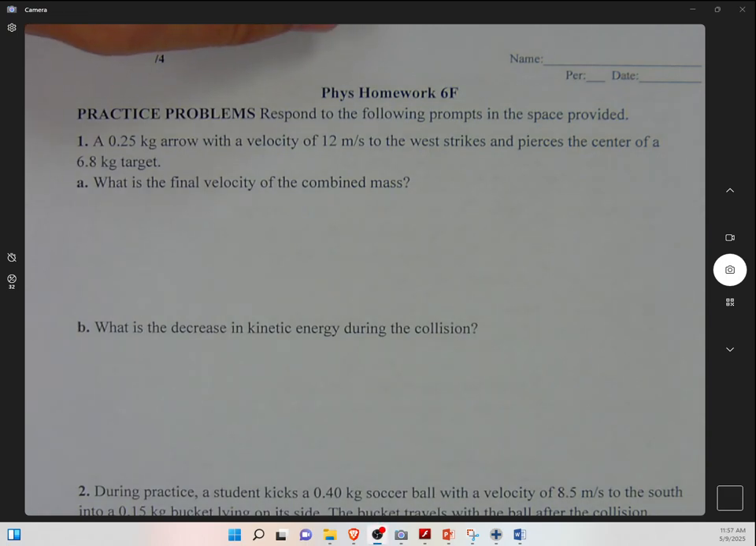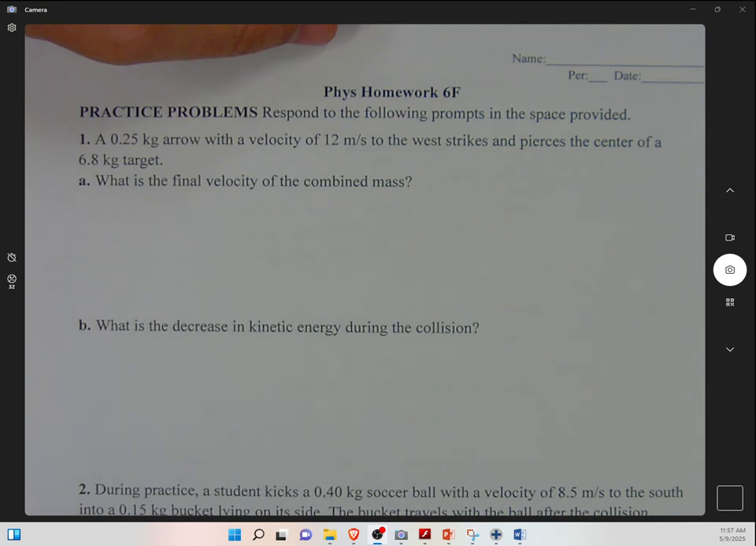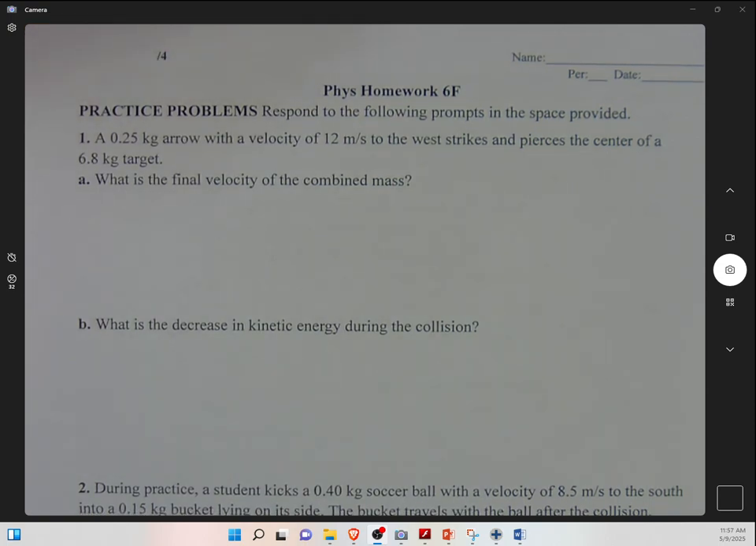All right, let's take a look at this homework here. Let's start with number one. A 0.25 kilogram arrow with a velocity of 12 meters per second to the west strikes and pierces the center of, should that be an A? A 6.8 kilogram target. What is the final velocity of its combined mass?